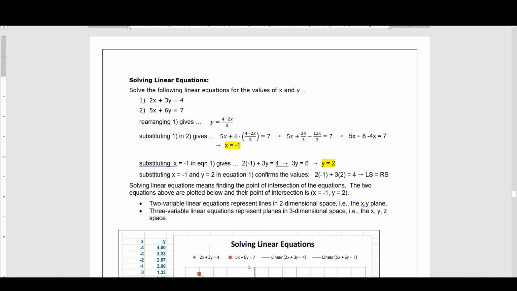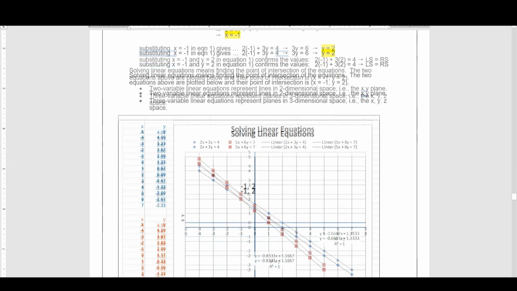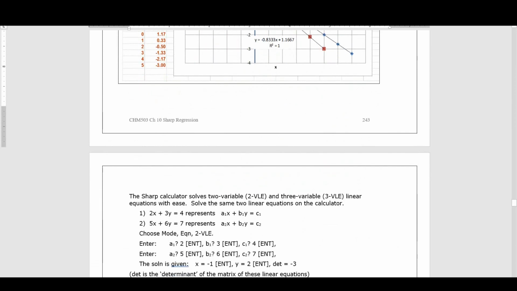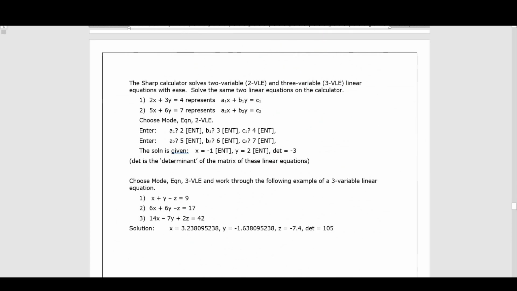The example in the computer class notes shows you how in the calculator to solve for x and y in 2-variable linear equations. And just as a point of reminder, what are you actually doing? You're finding the point of intersection between two lines when you're doing this. The process for doing it is right here. It's in your computer class notes, which I will put on Blackboard.